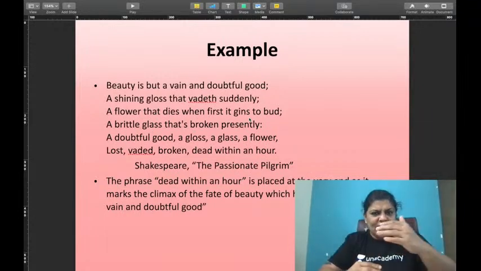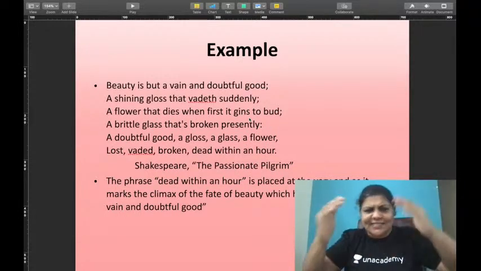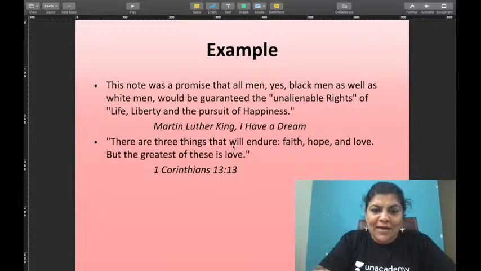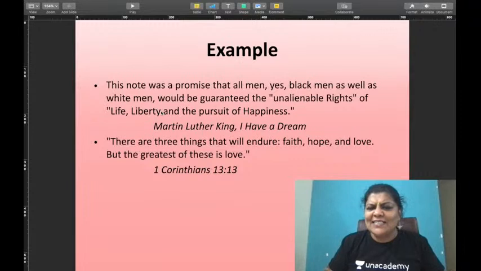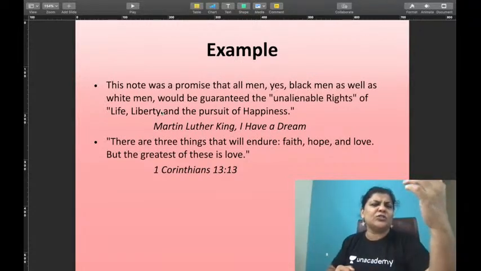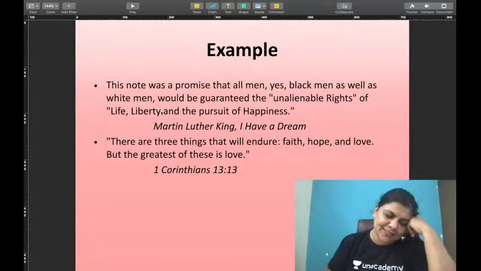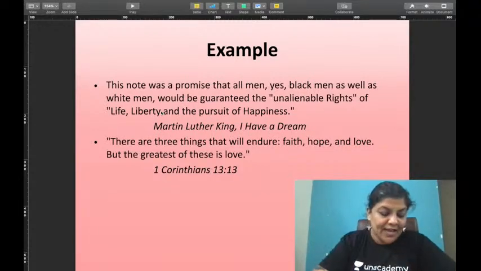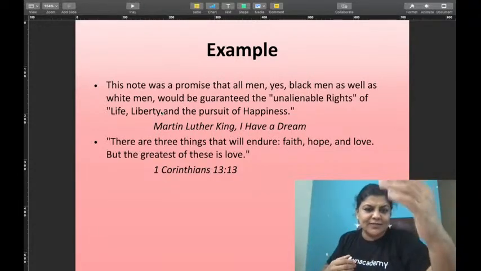Climax means slowly, slowly, slowly, you're increasing, increasing. Climax. All of us know that. Okay. Now, from Martin Luther King's I Have a Dream. This note was a promise that all men, yes, black men, as well as white men, would be guaranteed the unalienable rights of life, liberty, and the pursuit of happiness. Climax. Did you understand? Slowly increasing and reaching a peak, high point, that is climax.